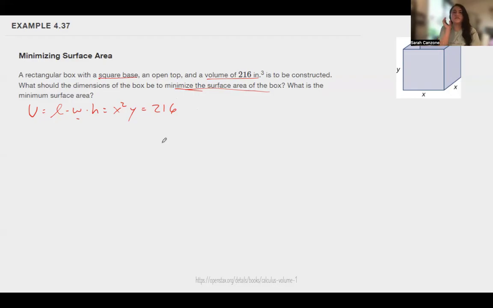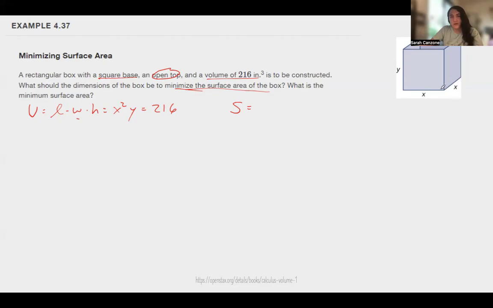So remember, surface area is the three-dimensional version of area. Surface area just means that you're going to take the area of all of the surfaces that you have and add it up. It is important that this specifies that we have an open top, because that means we're not considering the area of the top. We want the area of the bottom and then the area of the four sides. So that means that surface area, I'll call it S, is going to be the sum of all of the areas that we have.